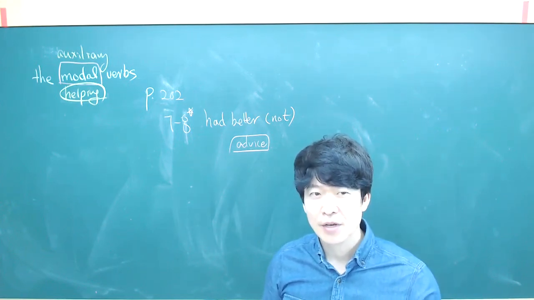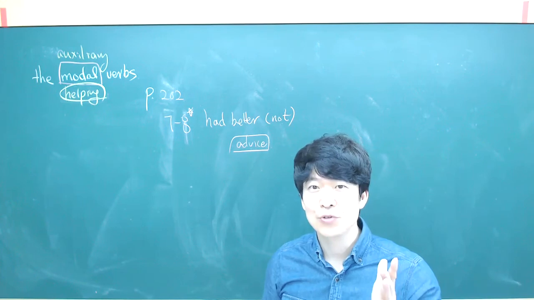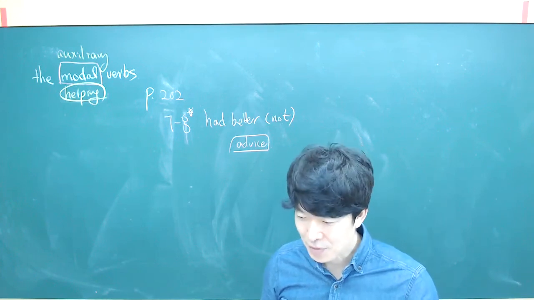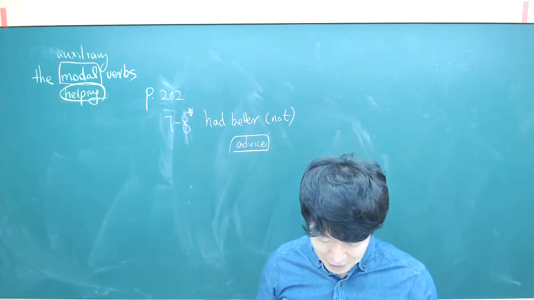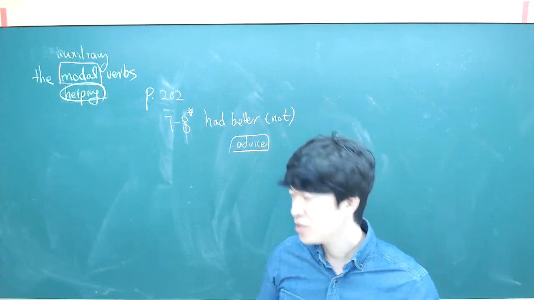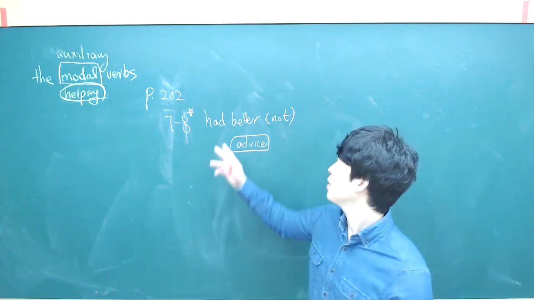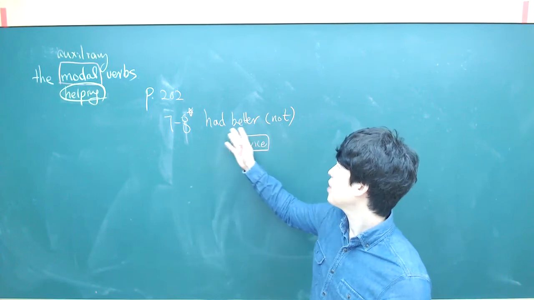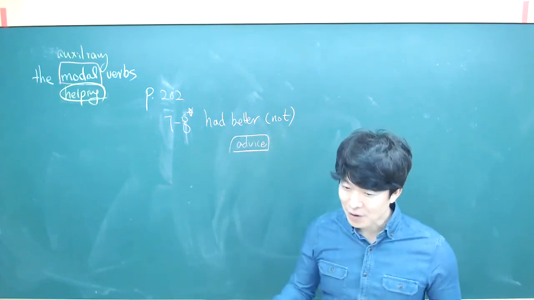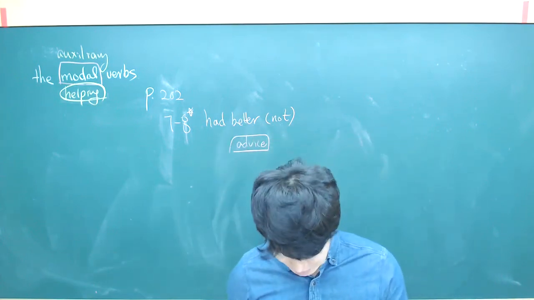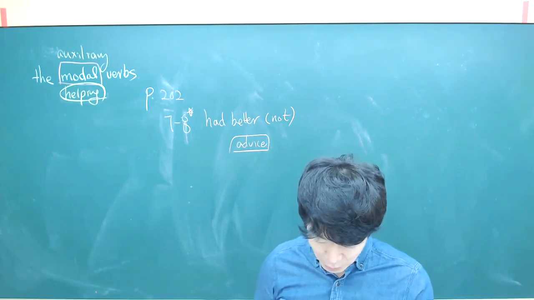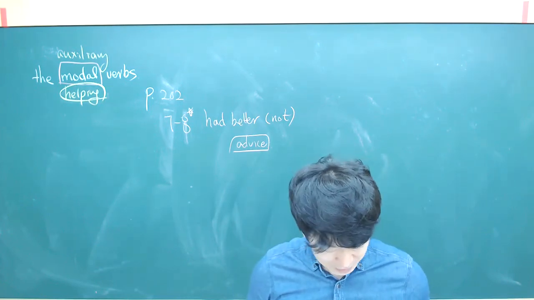You should not. It is better you do not do something. It is better for you to do it. It's better for you not to do it. Had better not. You had better do something. It's better for you to do something. That's the meaning of this modal verb, expressing advice.